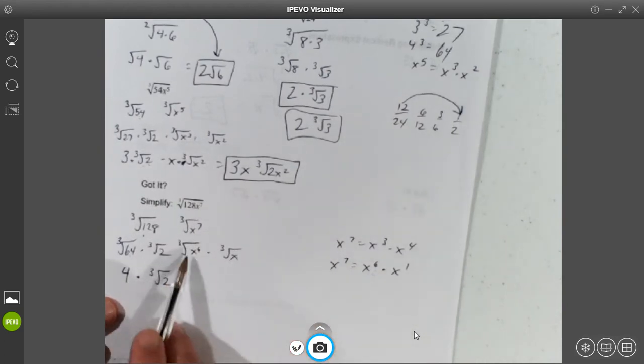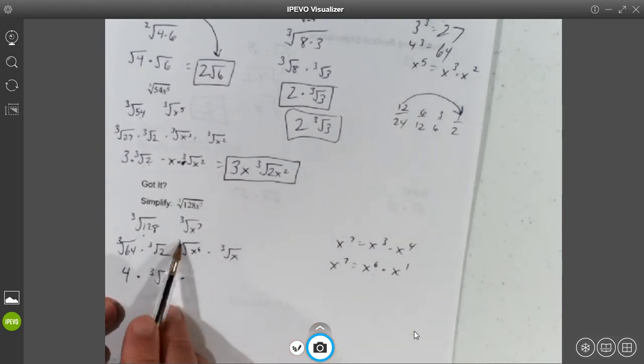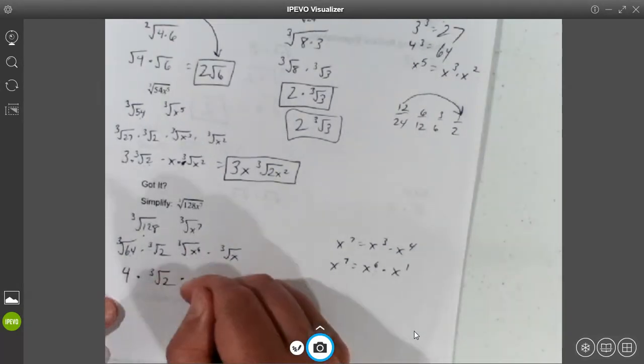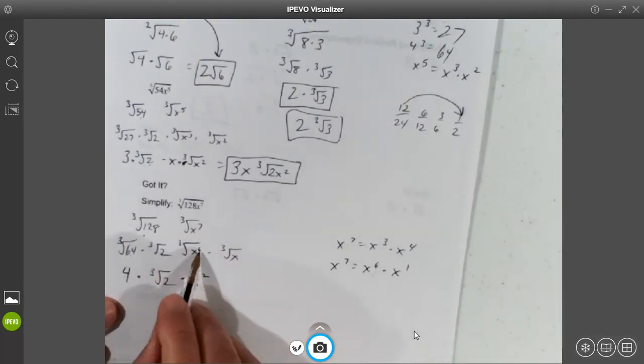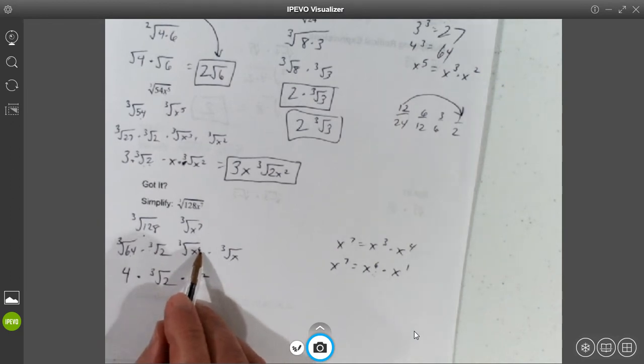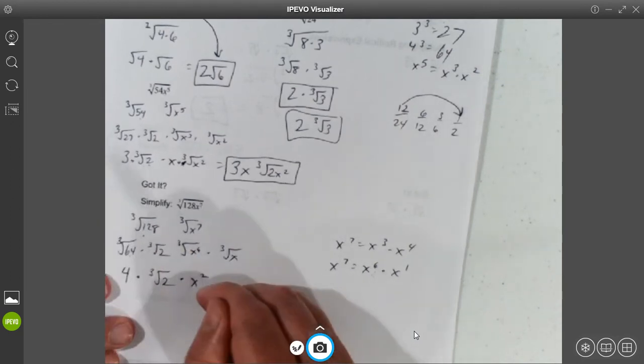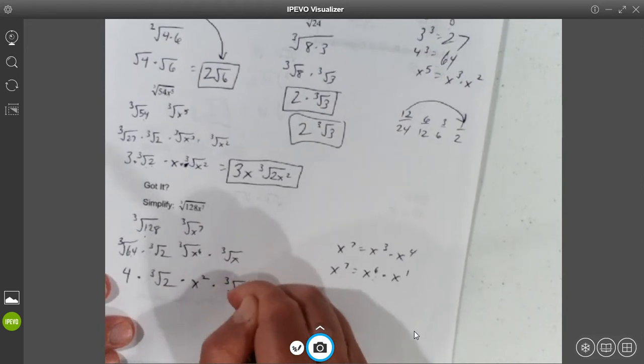And we talked about these in your last notes. The cube root of x to the 6th, all you got to do is divide these two things. So that's x squared. And that's another reason I went with x to the 6th. I want to find the biggest number that is divisible by 3. And now the cube root of x, I can't do anything with that.